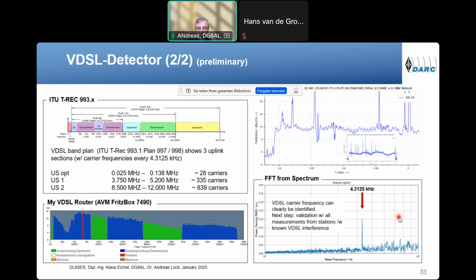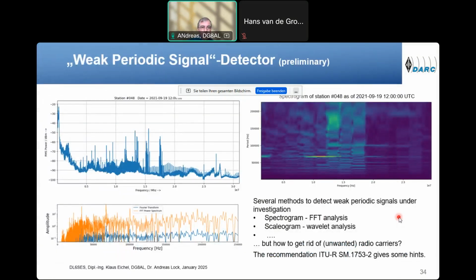We can also measure the amplitude, and this is then put in the database, and we could do some statistics over all measurements for VDSL. A second detector is what I call the weak periodic signal detector. If you look at the spectrum, you see regions with different kinds of harmonics, some with a very small spacing, some with a larger spacing. Again, I did an FFT of the spectrum, and I got this spectrum down here.